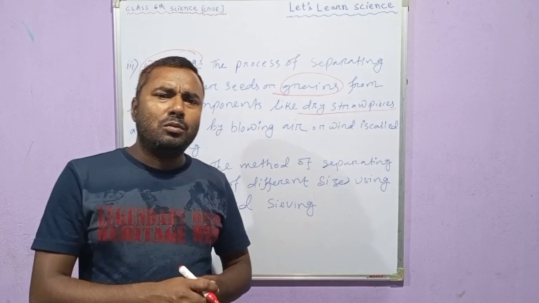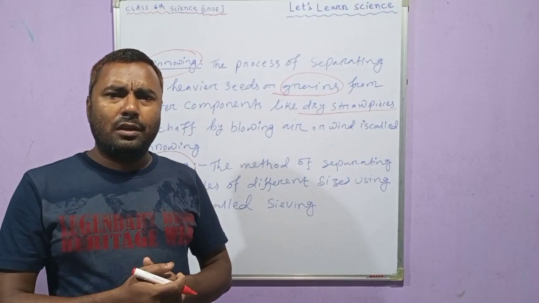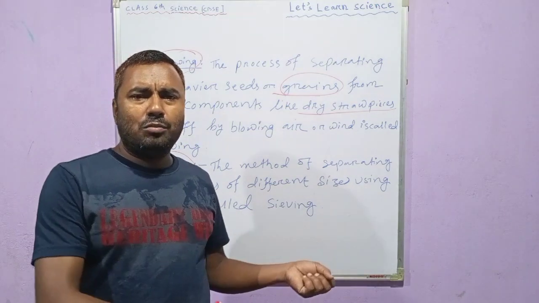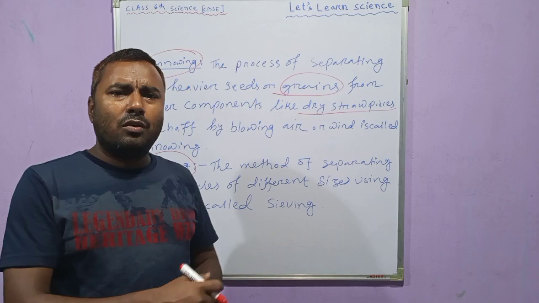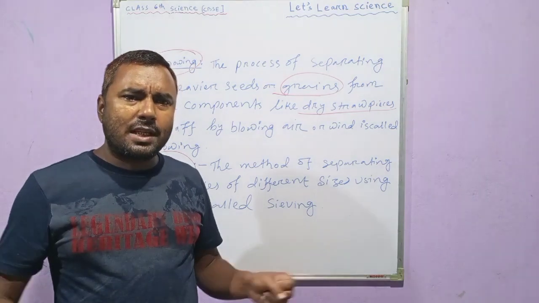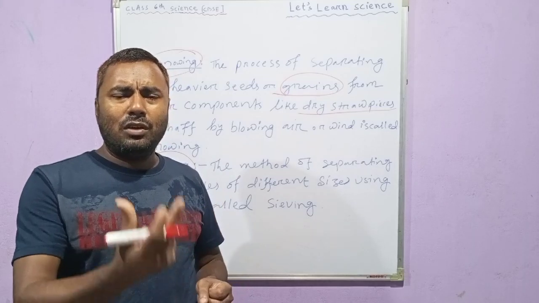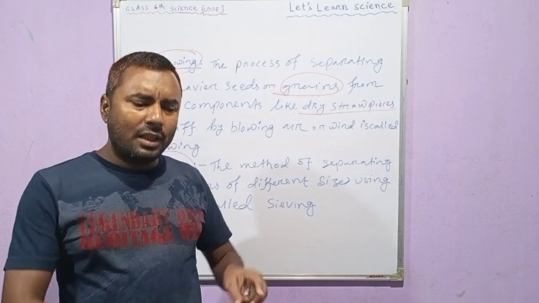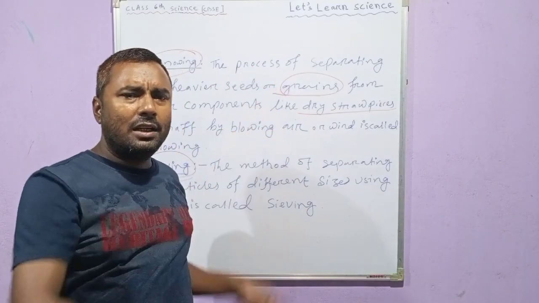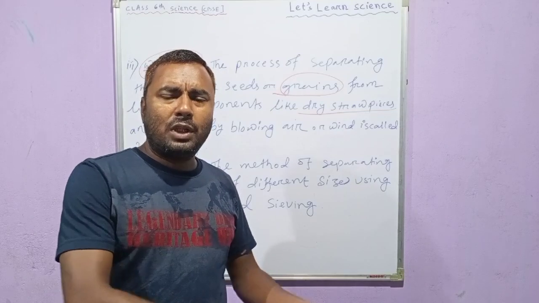Again, we have seen that most probably at a construction site. In the construction site, what happened? From the sand, the people who used to work over the construction site used to separate the big size pebbles. Then red sand they used to separate from the sand by using a sieve, that is a net-like structure. They used to allow the sand to pass through that sieve.